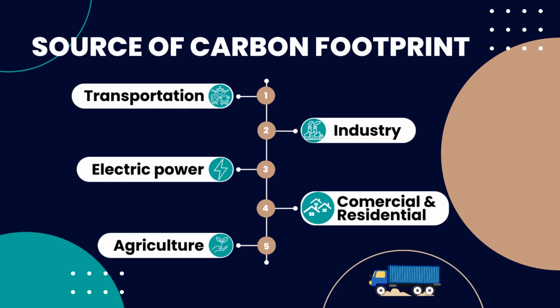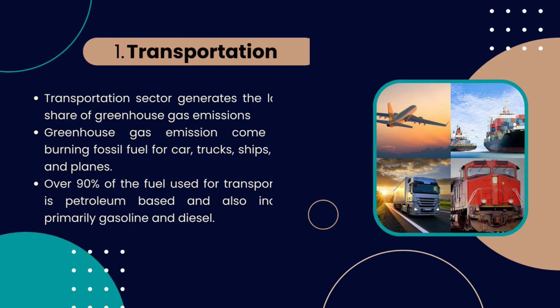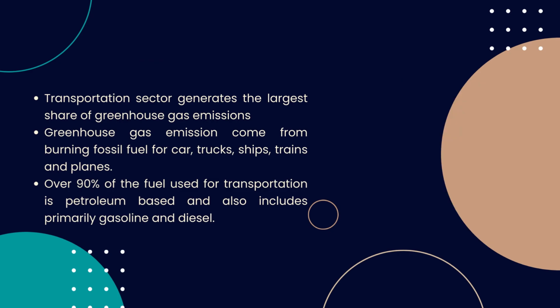Lastly, there are 5 sources of carbon footprint, which are transportation, industry, electric power, commercial and residential, and agriculture. First is transportation. The transportation sector generates the largest share of greenhouse gas emissions. Greenhouse gas emissions come from burning fossil fuel for cars, trucks, ships, trains, and planes. Over 90% of the fuel used for transportation is petroleum-based and primarily includes gasoline and diesel.